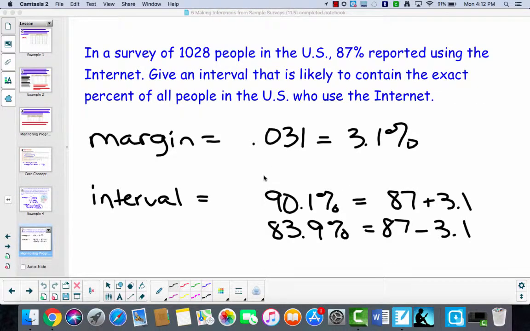All right, so our margin of error was 1 over the square root of 1,028, which ends up being about 0.031 or 3.1%. The interval would be to take that 87 and add the 3.1% and also take the 87 and subtract it. So the actual percent of all people in the U.S. who use the internet would be between 83.9% and 90.1%.